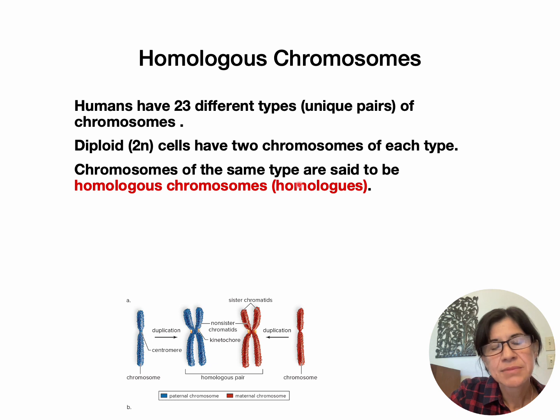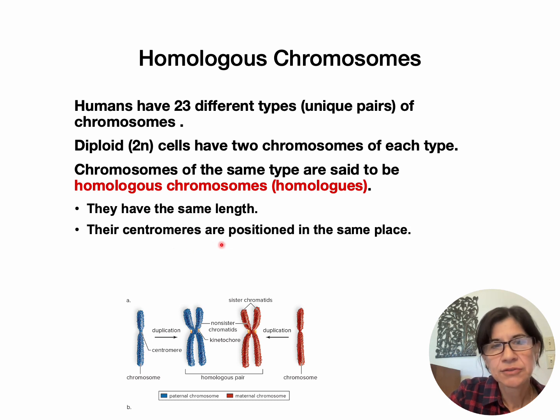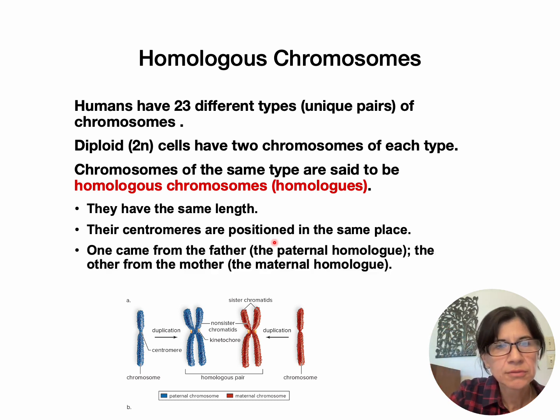Chromosomes of the same type are referred to as homologous chromosomes. They're homologs. Homo means same. They are of the same length. Their centromeres are in the same place, positioned along the chromosome. One came from the father, which we refer to as the paternal homolog. The other from the mother, the maternal homolog.